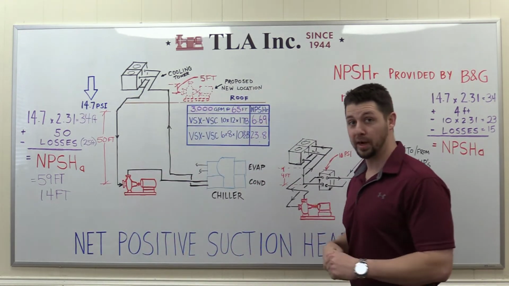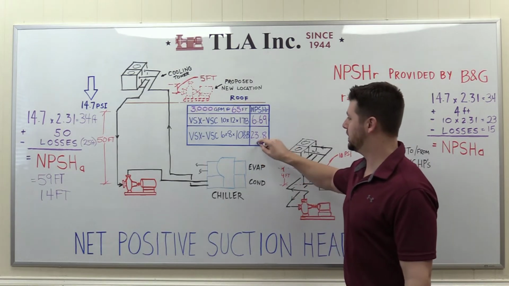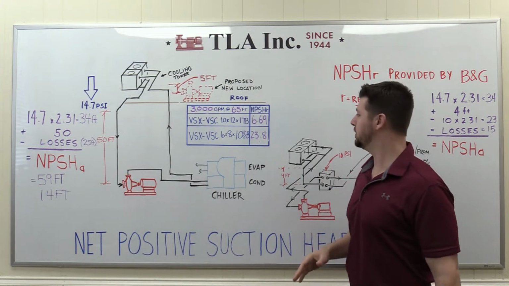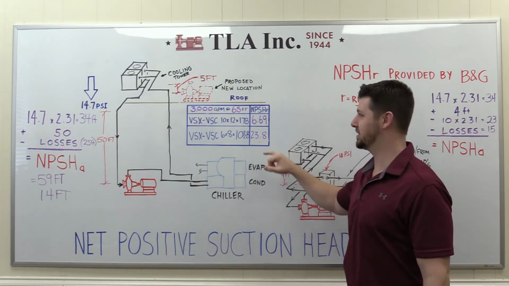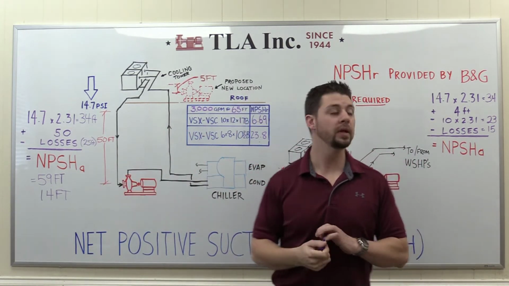Then if you're selecting a vertical split case pump or something, and you selected this pump instead of this pump, one is 23, one is about 7, then you get yourself into trouble because now NPSH-R has exceeded what is available and cavitation may occur.